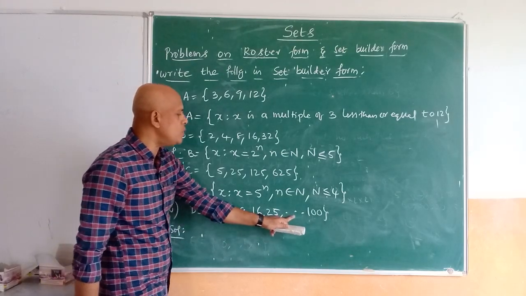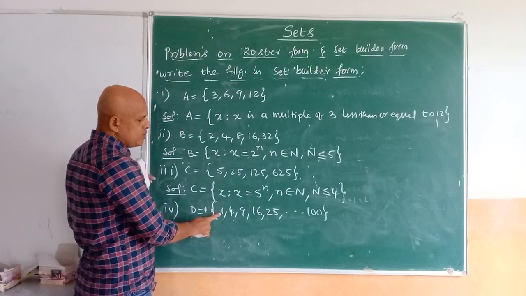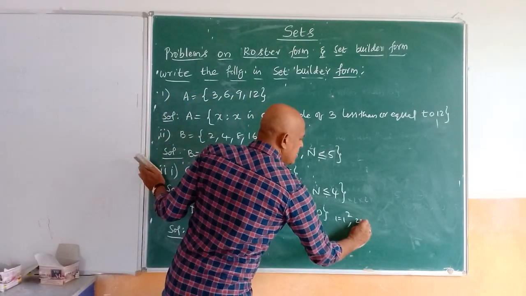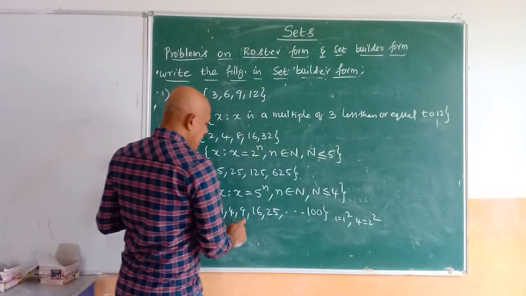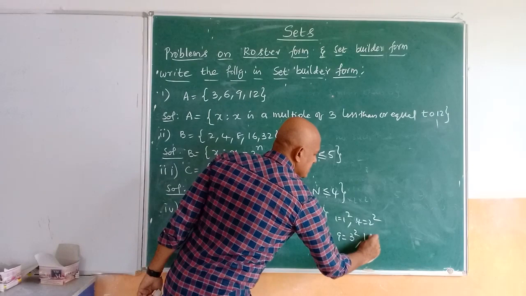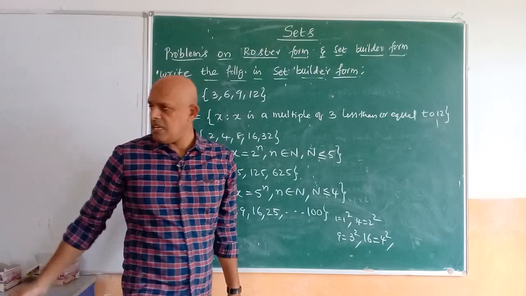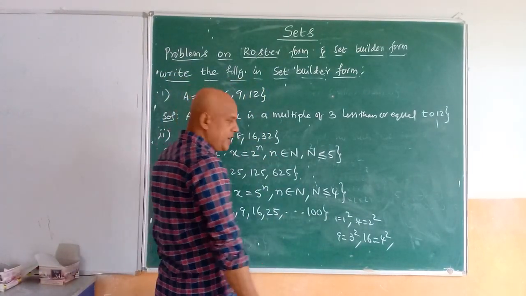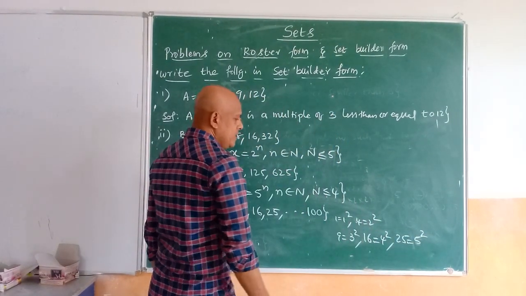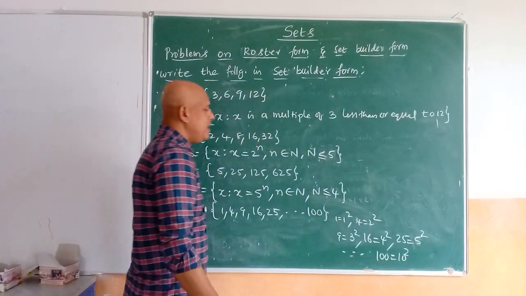16, 25 and so on up to 100, up to 100 numbers. So here 1 can be written as 1 square, 4 can be written as 2 square, 9 can be written as 3 square, 16 can be written as 4 square, and next 25 can be written as 5 square, and so on. And 100 can be written as 10 square.